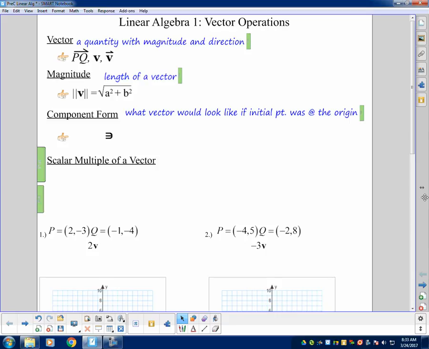In order to translate the vector, all you have to do is subtract the x coordinates of the points, and that will give you the value a, which is the horizontal component of the vector, and then subtract the y coordinates, and that will give you the value b, which is the vertical component of the vector. And the symbol we use looks like the greater than, less than symbols, but a little different. A different symbolism is used here for component form.